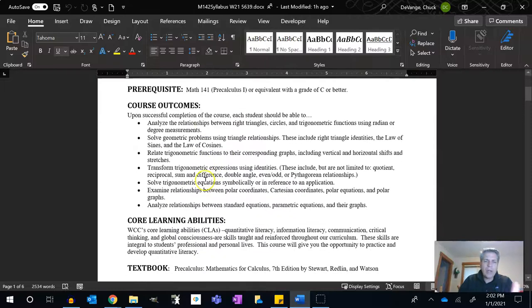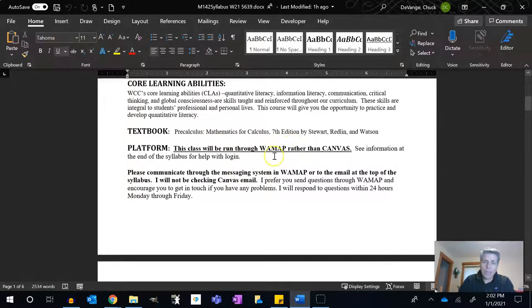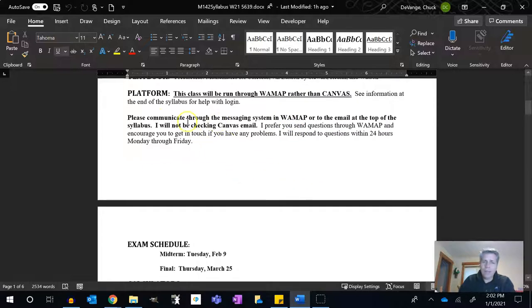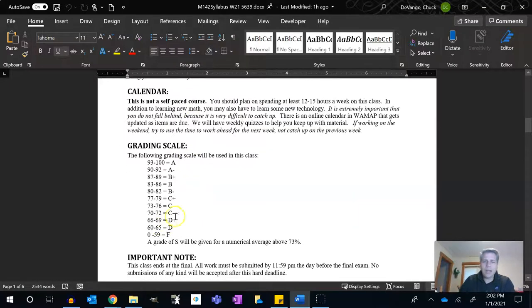Course description, prereqs, you can read all of this. We will be using WalMap rather than Canvas. And I do say in the syllabus, please communicate with me through the WalMap messaging system. It's actually more robust and easier to use. Couple things, exam schedule. We have a midterm on February 9th. We have a final on March 25th. Other stuff in here, grading scale.